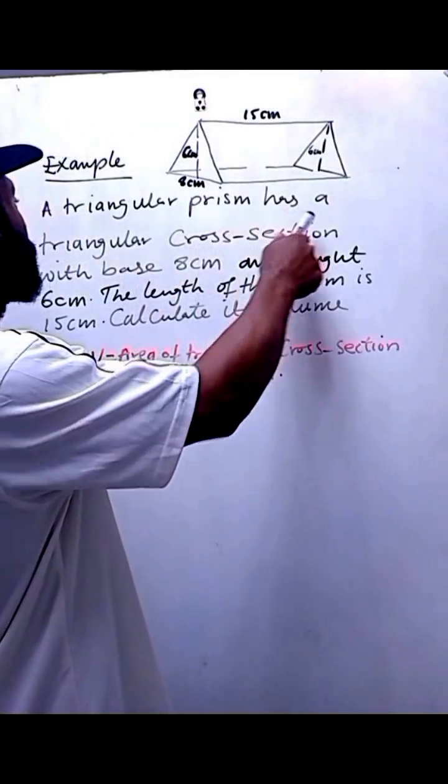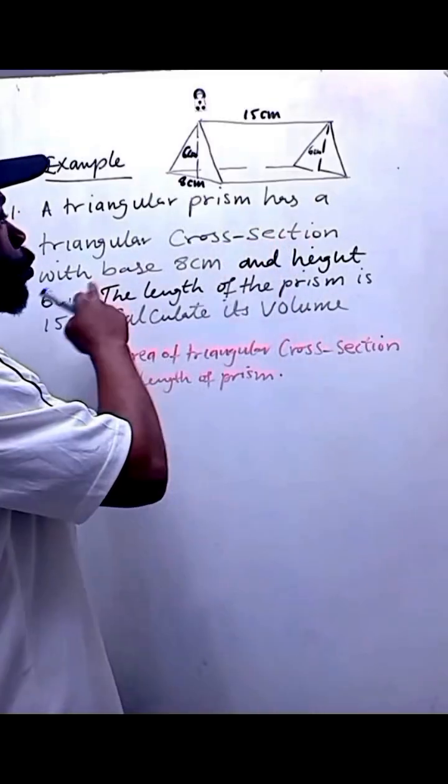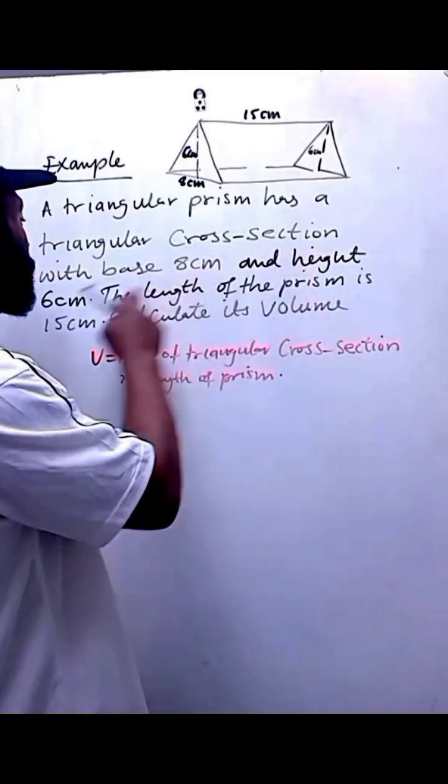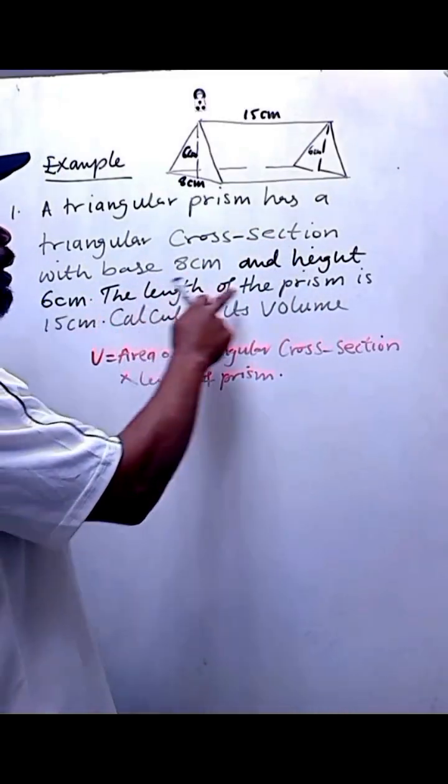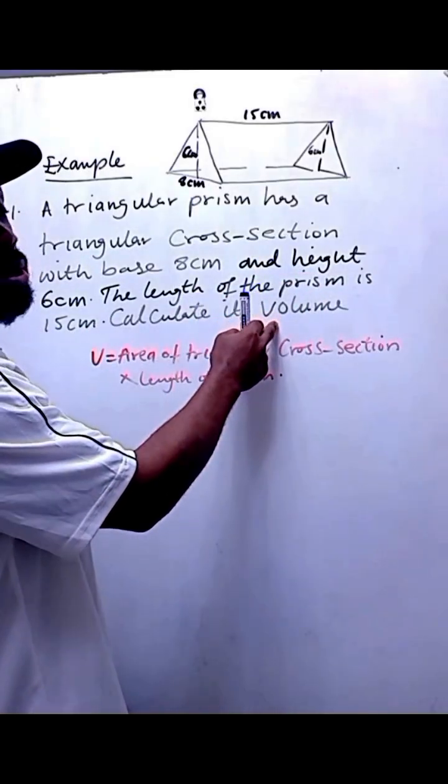A triangular prism has a triangular cross section with base 8 centimeters and height 6 centimeters. The length of the prism is 15 centimeters. Calculate the volume of the prism.